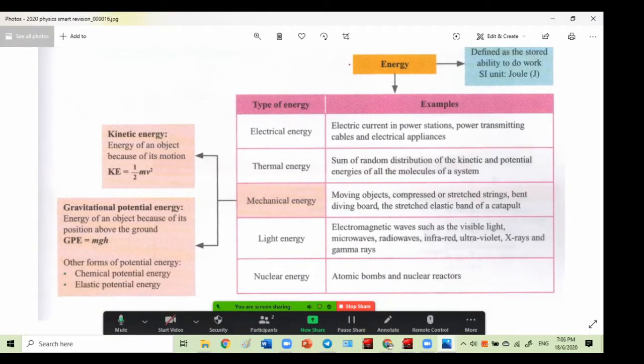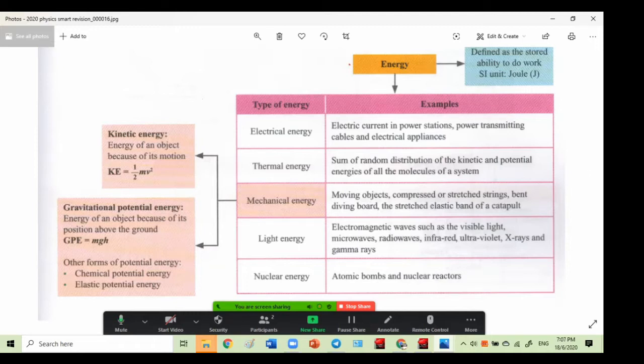So today I want to quickly run through the energy chart. Energy is the ability to do work. There are a few types of energy that you need to know. Electrical energy, for example electrical current in power stations. All those power stations produce electricity and sell us electrical energy. You find electrical energy in all those power transmission cables, those tall towers with sagging lines, the steel cables.